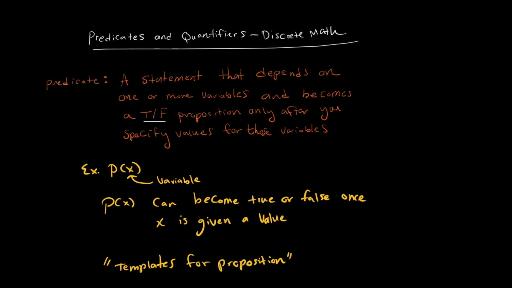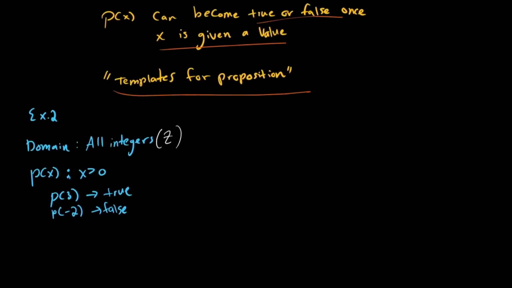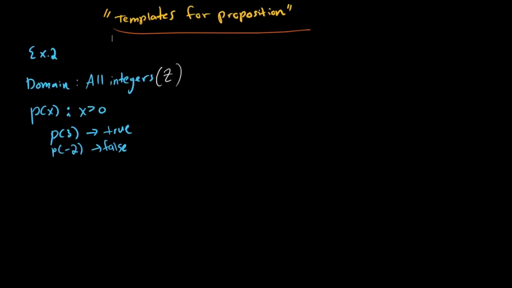So let's look at a predicate here. We have P of x, and you can see our variable here is x, and P of x can become true or false once x is given a value. I like to think of predicates as templates for propositions. So let's look at an actual example.